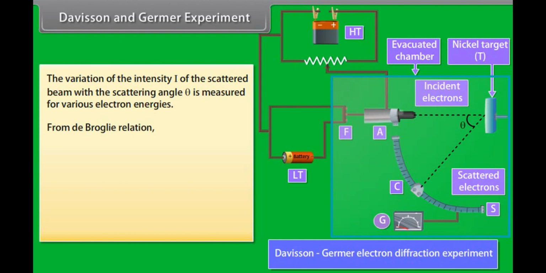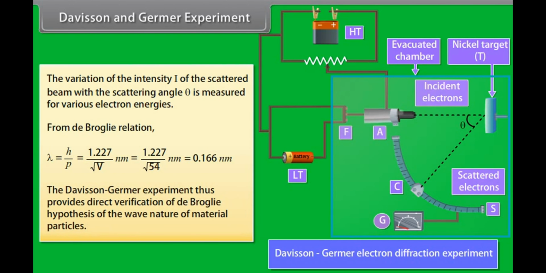From the de Broglie relation, the de Broglie wavelength associated with the 54 eV electrons can also be determined. For these electrons accelerated through a potential difference of 54 V, lambda equals h by p, which equals 1.227 by square root of V nanometer, equals 1.227 by square root of 54 nanometer, equals 0.166 nanometer. The Davisson-Germer experiment thus provides direct verification of the de Broglie hypothesis of the wave nature of material particles.